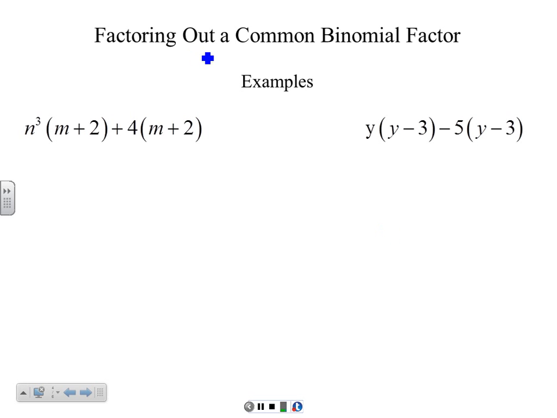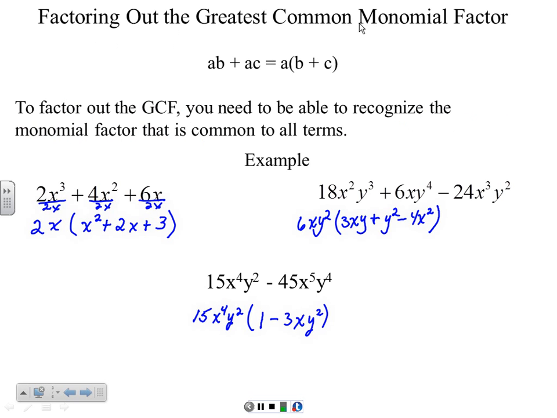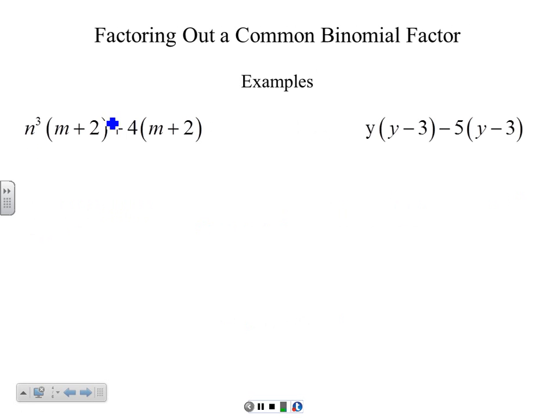Alright, factoring out a common binomial factor. We're going to use this in our next technique, so you need to understand what's going on. Here we factored out a monomial factor, which means just one term. But if we look here, what we have is a group plus another group, or basically a term plus another term. So if I look at these two terms, I notice that I have an m plus 2 group in common with each one of these terms, because this whole thing is a binomial plus a binomial. So in these two terms, I have an m plus 2 group in common.